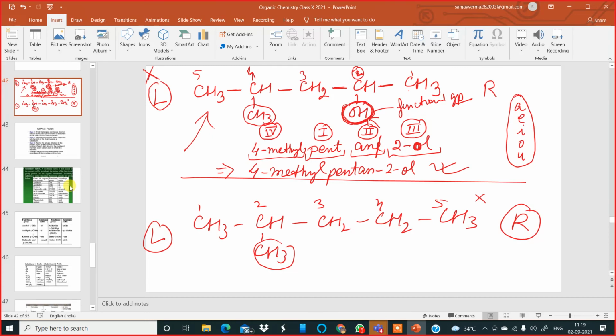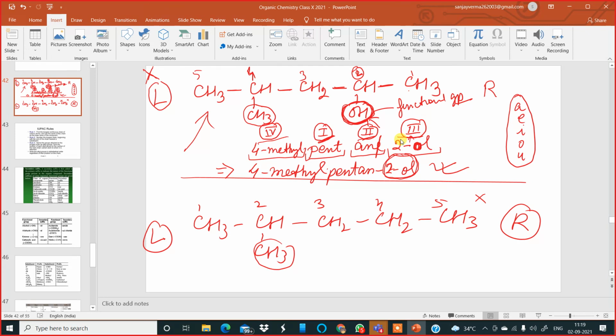Why not 4-methyl-2-pentanol? No, we cannot write that because this two and the OL should be sent to the secondary suffix. I told you, alcohols, the functional groups, are always written in the secondary suffix. That's why this 2-ol is part of it. This is the secondary suffix. You cannot put 2 in the front over here. Are you getting it? Please follow systematically. First word root, then primary suffix, then secondary suffix, then only prefix.